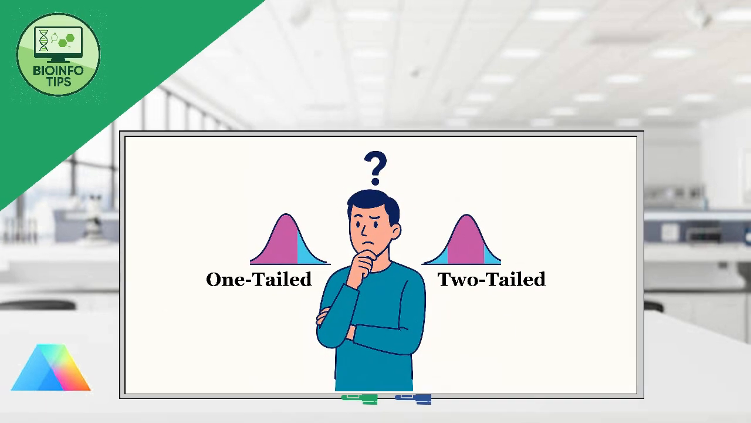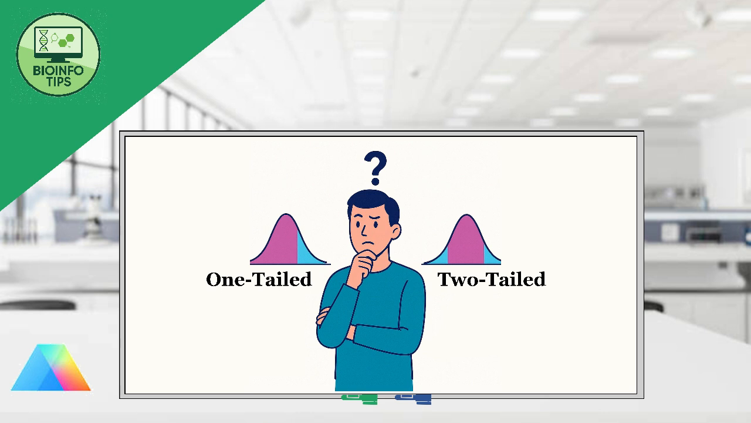So when should you use which? Two-tailed test, this is the default. If you just want to know whether there's any difference, up or down, you choose two-tailed. Most journals and reviewers expect this, because it's more conservative.